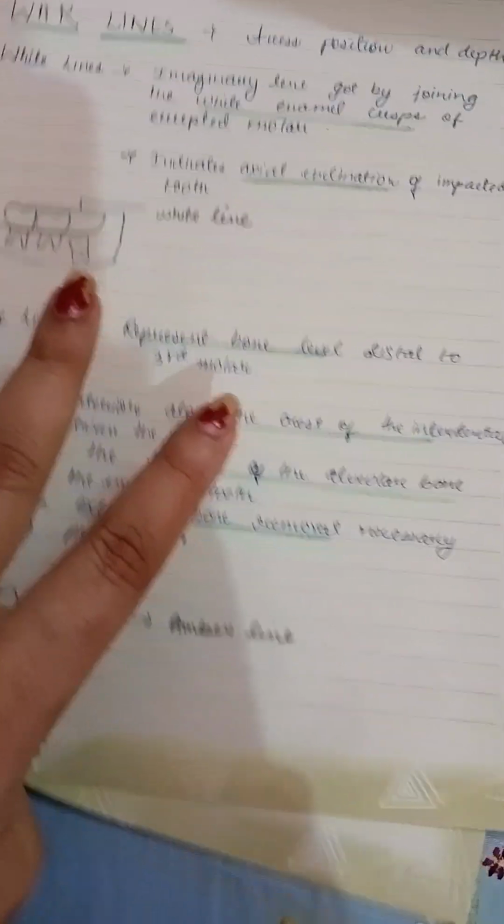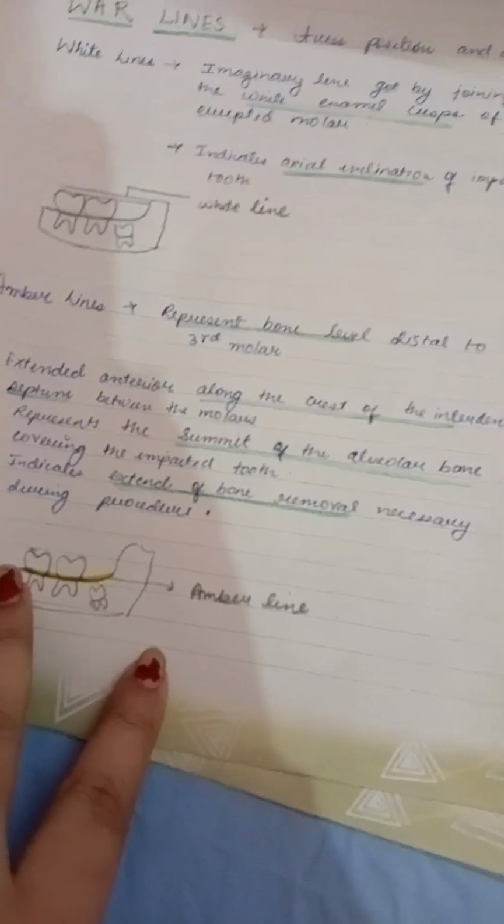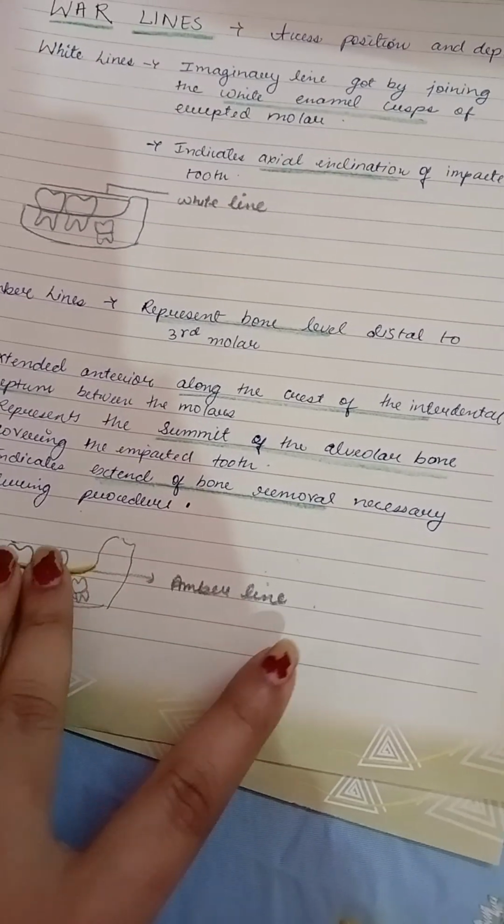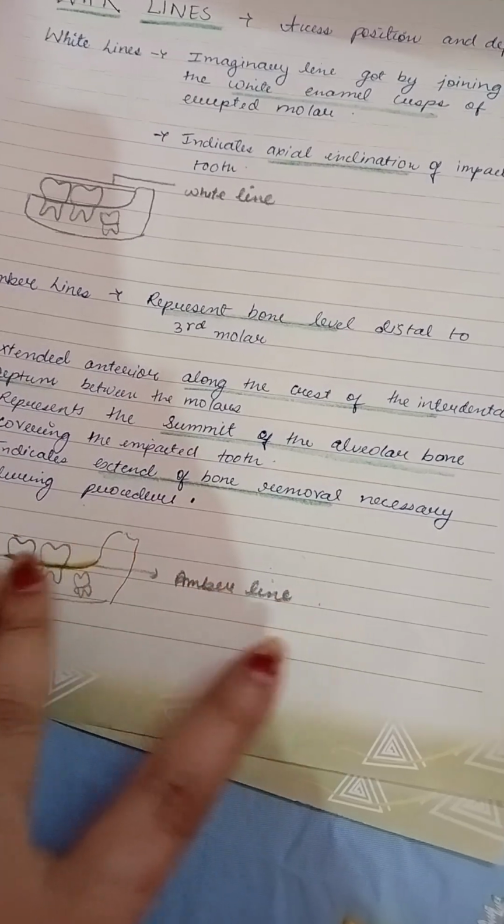और where is that amber line? This is along the crest of the interdental septum. This is the amber line.